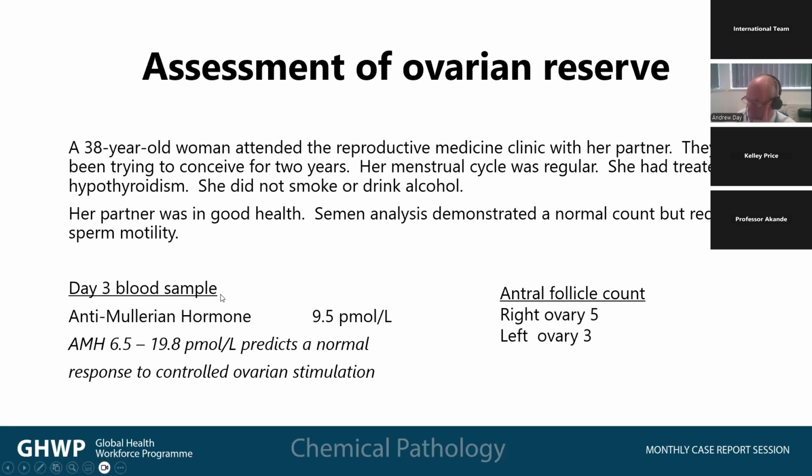Her AMH was measured on day 3, and it was 9.5 picomoles per litre. And by the assay that we use in Bristol, we reckon that a level between 6.5 and 19.8 predicts a normal response to controlled ovarian stimulation, because it predicts that there are an appropriate number of antral follicles present.